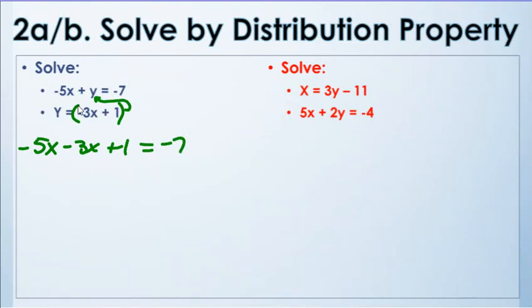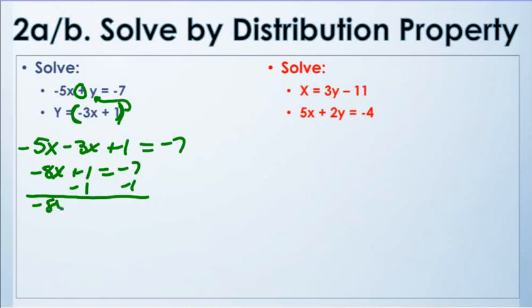Now you might wonder, why did I put a minus sign instead of a plus sign? Well, if I remove the parentheses here, it's plus a negative 3x, which is the same as just subtracting 3x. So combining like terms, I got negative 8x plus 1 equals negative 7. Subtract 1 on both sides. I have negative 8x equals negative 8. Divided by negative 8, x would equal positive 1.